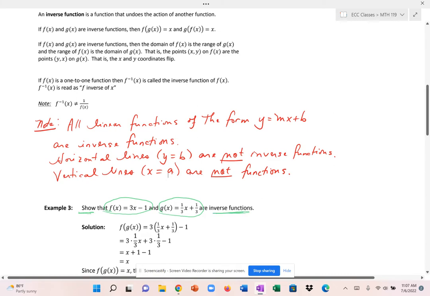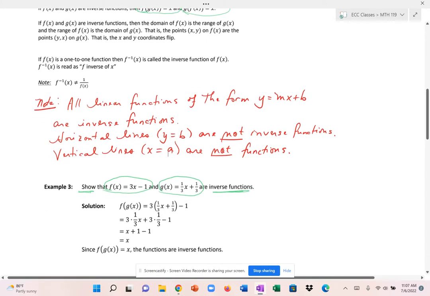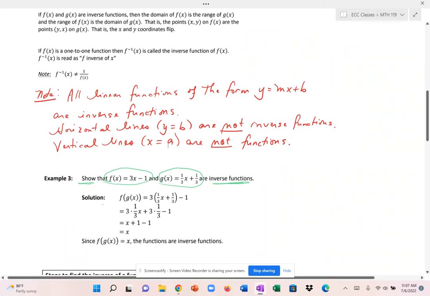So I'm going to use the definition that I mentioned earlier, that if f of g of x equals x, or g of f of x, then they are inverses. So I decided to show f of g of x. That means that the g of x, this piece, gets input in here where the x is. So that's what you see here on the right. It's 3 times, and then the x gets replaced with 1/3 x plus 1/3, minus 1.